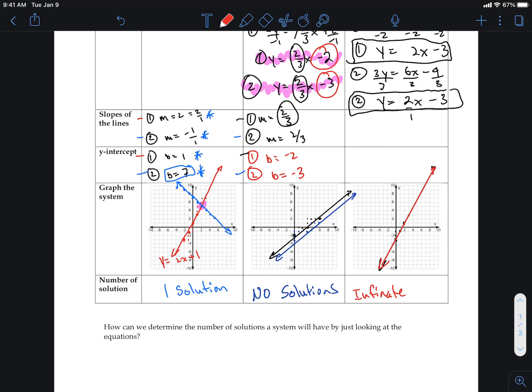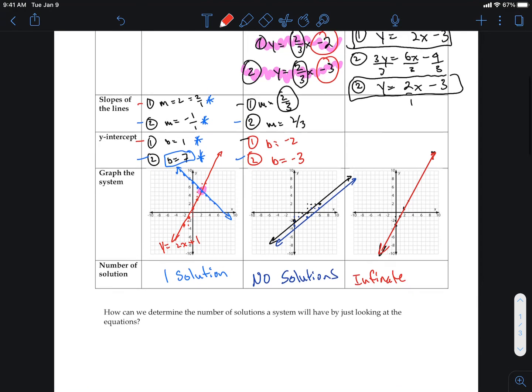Those are your 3 instances, and that's it. Either the slope and the y-intercept don't match, in which case you get 1 point of intersection somewhere. The second instance is you can have matching slopes but different y-intercepts, then the lines are parallel. And the third one is they're the exact same line, in which instance you get infinite solutions because they're crossing each other basically always, right? Does that make sense?